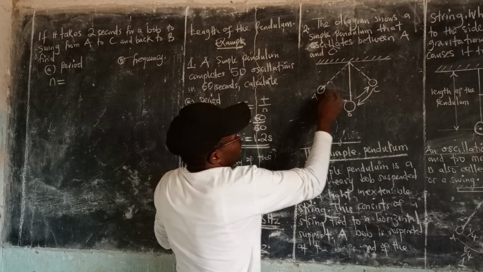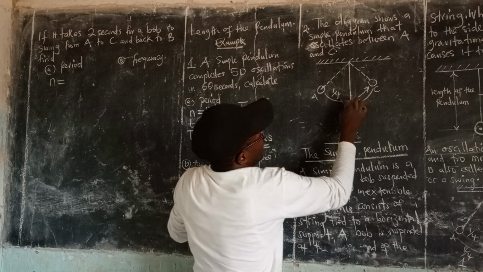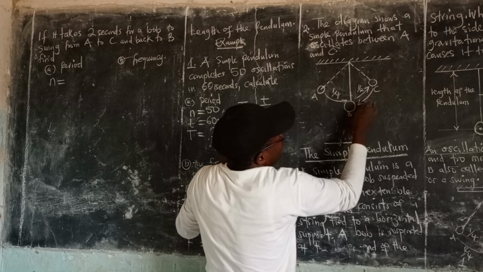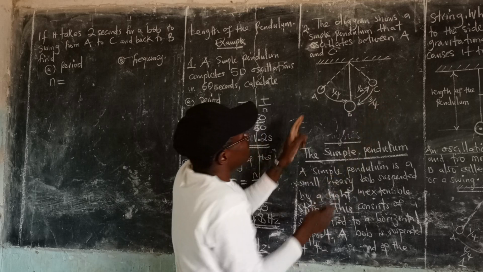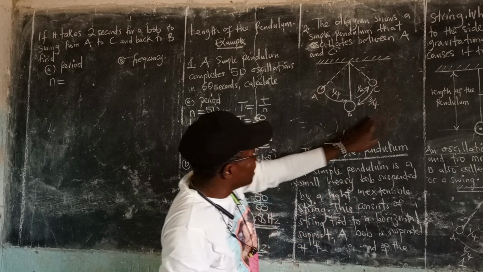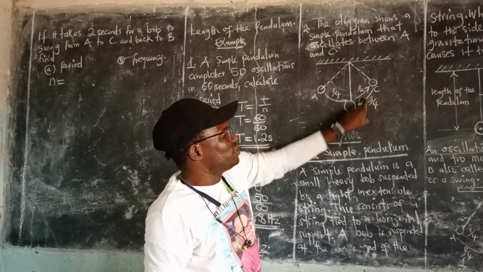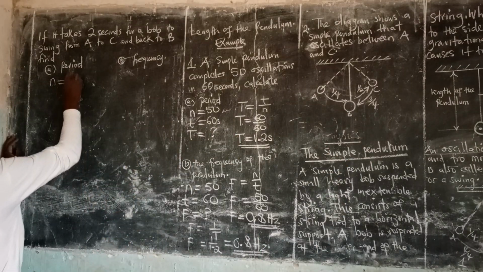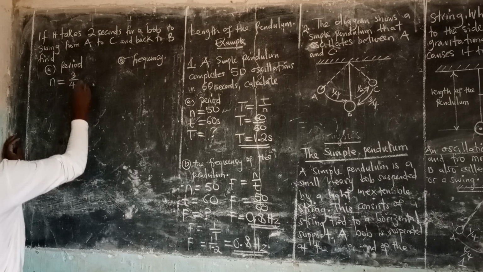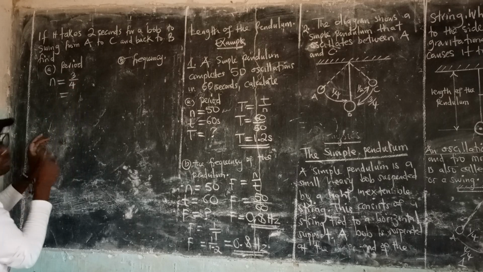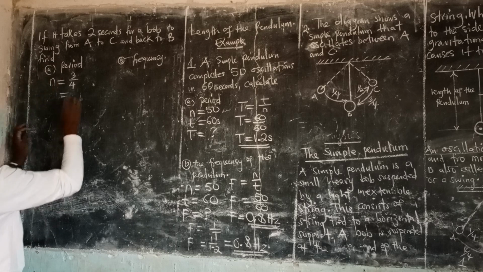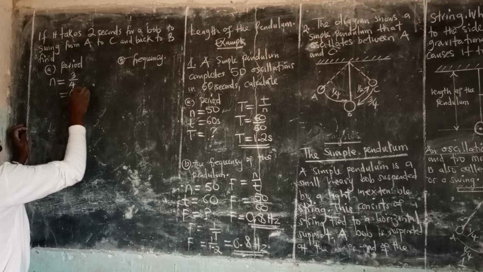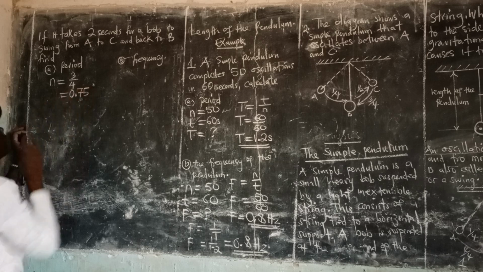Here it is 1 over 4, here 2 over 4, which is half, and going on 3 over 4. So it means that A to C and back to B is 3 over 4. What is 3 over 4? The number of oscillations. So our N is 3 over 4. But we can express this in decimals: 4 into 3 gives 0.75, right? Moment.